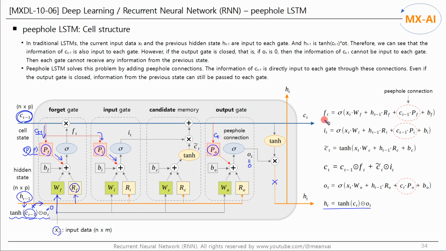If we express these as formulas, they are as follows. ct-1 times P is added to the forget gate and input gate. And ct times Po is added to the output gate. This improves the accessibility of memory contents and helps LSTM cells retain or discard information more effectively. This allows LSTMs to learn and capture long-term dependencies in sequence data.